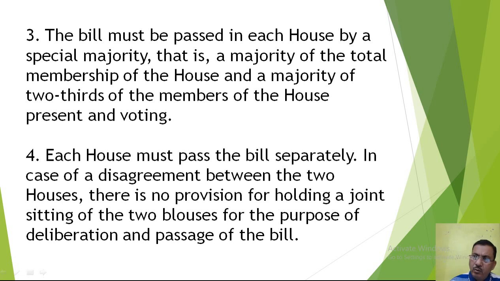Whosoever is present, sometimes some 300 members are present in the Lok Sabha. So out of that 300, two-third of the members must vote in favor of the constitutional amendment bill, and only then, once it is passed by a particular house, is it sent to the next house for the passage of the bill. Each house must pass the bill.